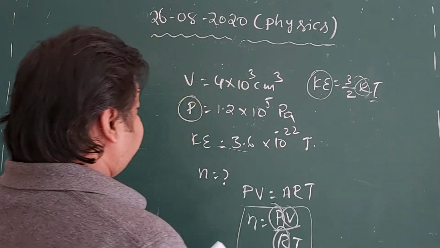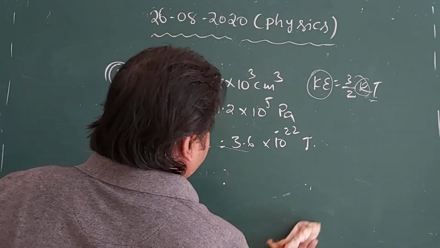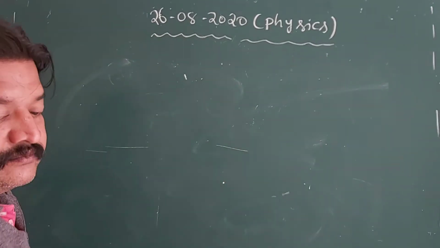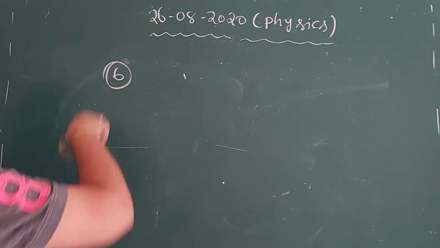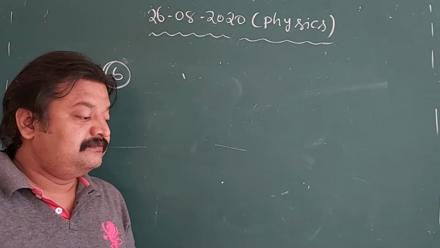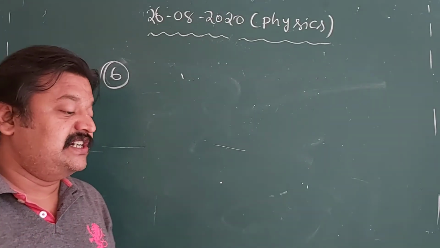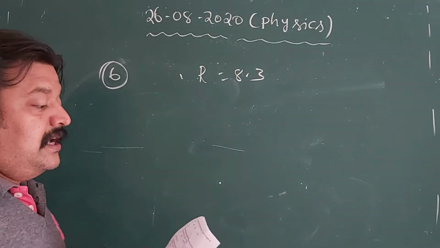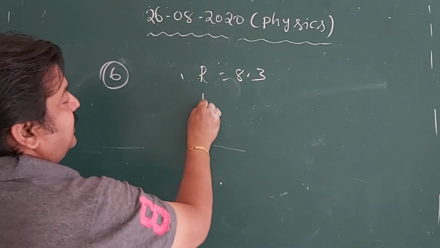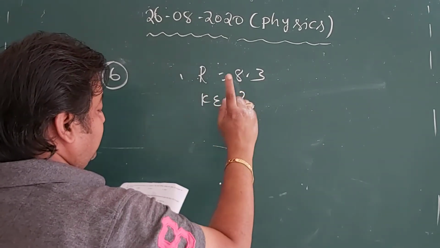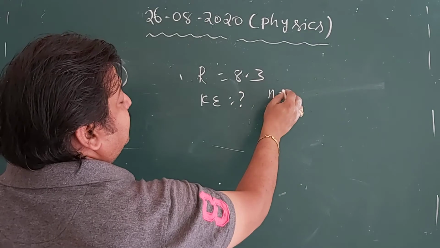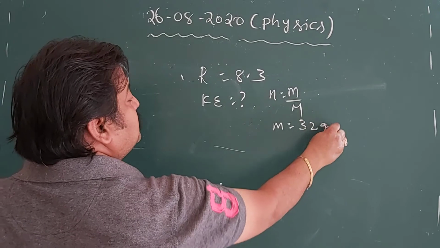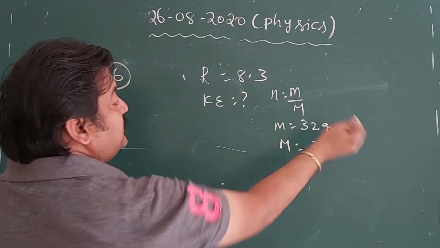Sixth problem. See, sixth question. Now, question number 6. The value of the universal gas constant is 8.3, and the mean kinetic energy KE you need to find. They gave 32 grams of oxygen. n is equal to small m by capital M. Small m they gave 32 grams. For oxygen, capital M also 32.